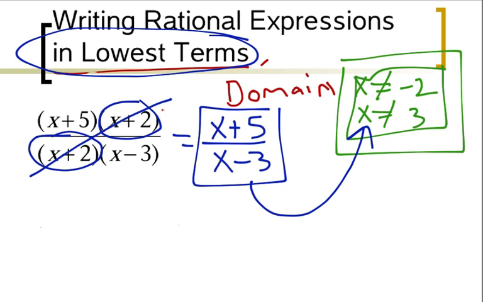Because if you didn't do the domain first, you might only have looked at x minus 3 and then said that, oh, x can't be positive 3. But this negative 2 was there in the beginning, and so we actually have to leave that as part of our domain answer, or domain description.